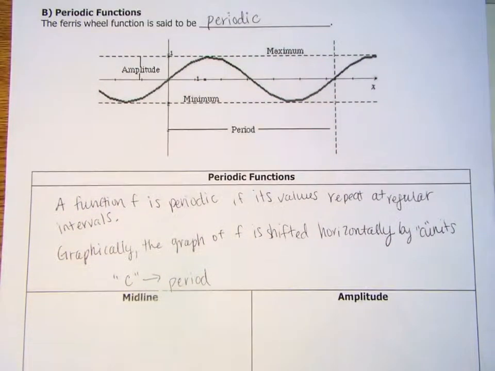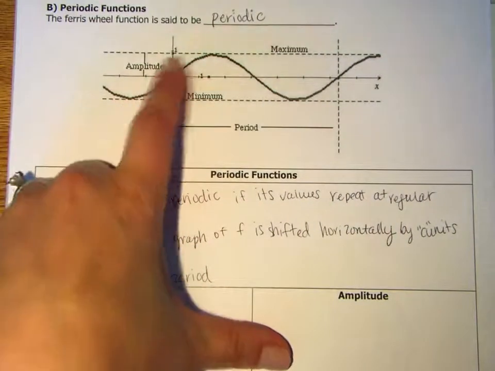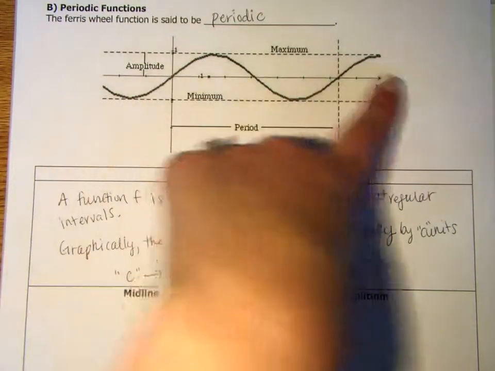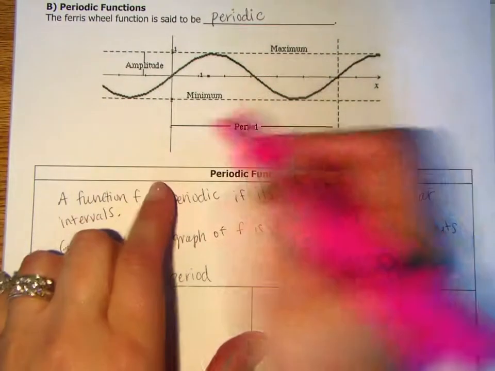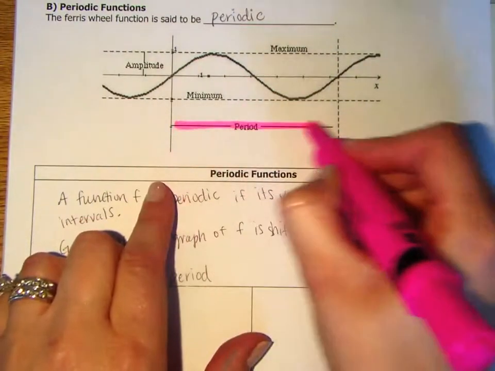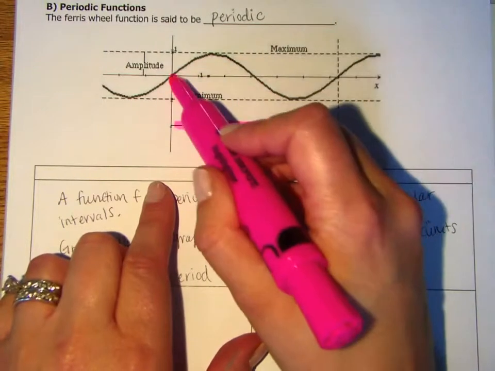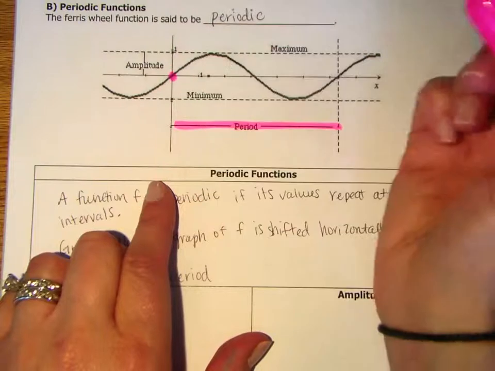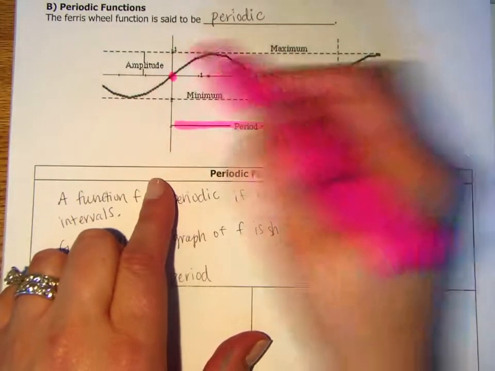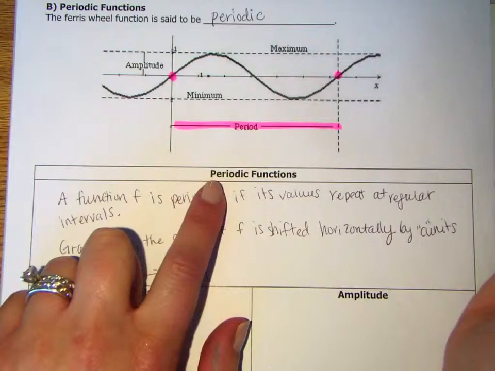Take a look at this picture that I have for you. Look at this graph. So this is a periodic function. We're seeing the y values repeat over a certain amount of time. What we call the period is the amount of time it takes the graph to get, I think of this in terms of that Ferris wheel, from the starting point back to that starting point.